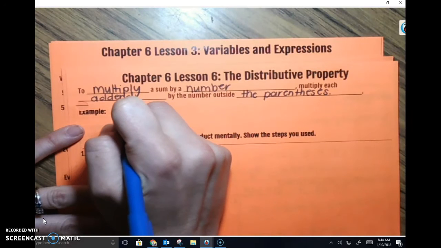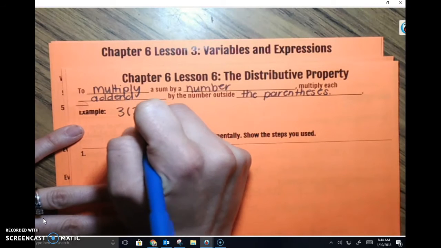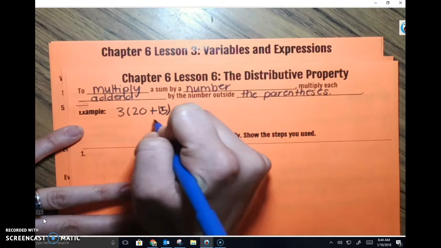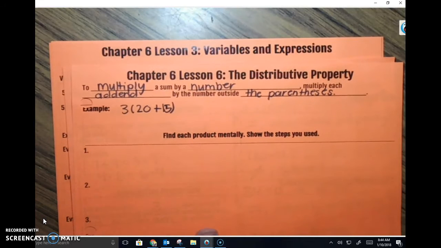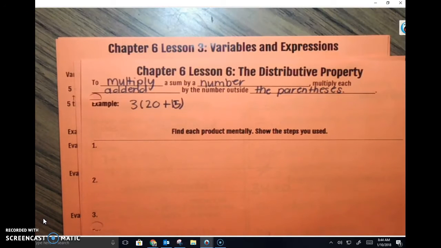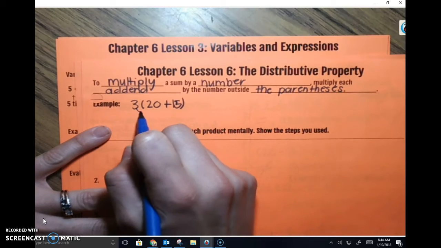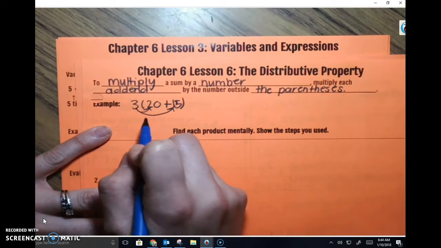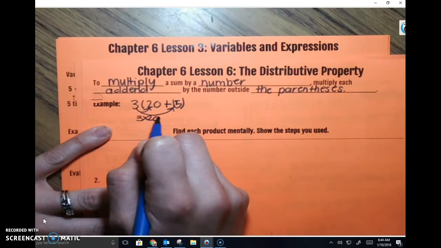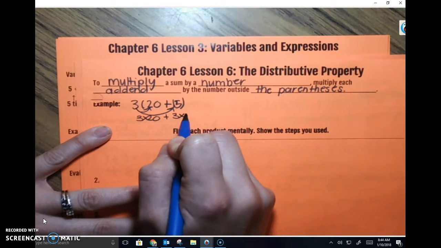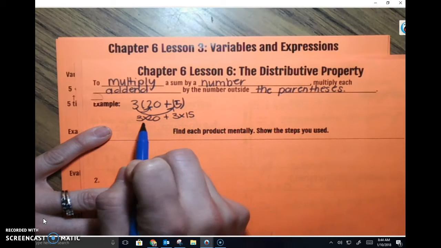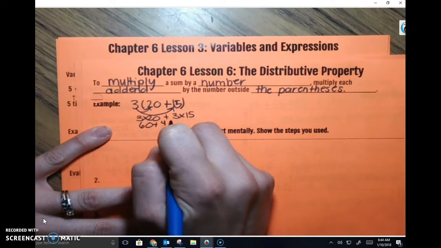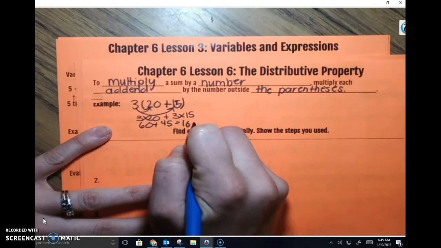So you're going to see something with numbers that look like this with parentheses and an addition sign in between. I like to call this the friendship property because the number on the outside likes to multiply and be friends with the numbers on the inside. So we're going to do 3 times 20 plus 3 times 15. When we do 3 times 20, we get 60. 3 times 15 is 45. When we add those together, we get 105.